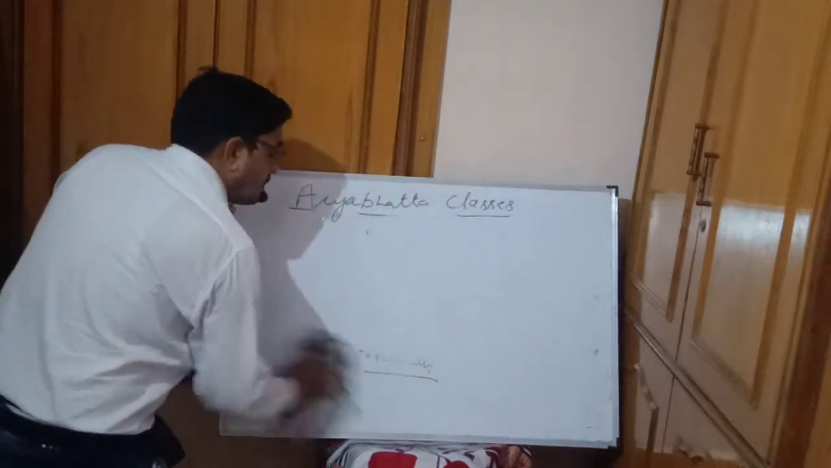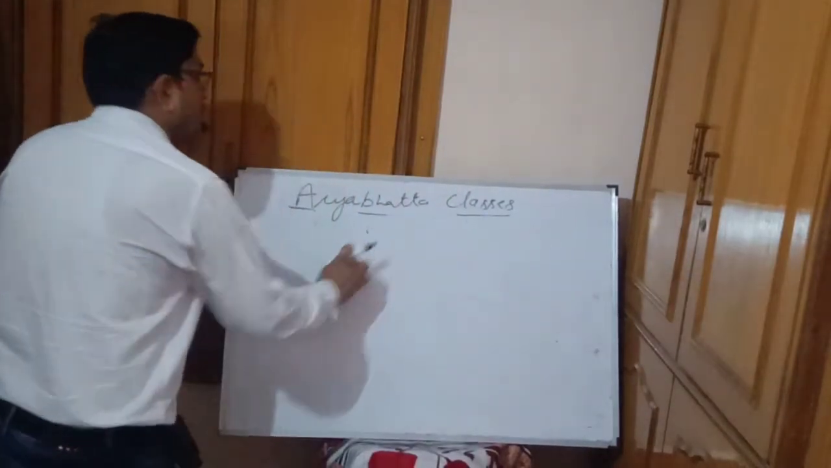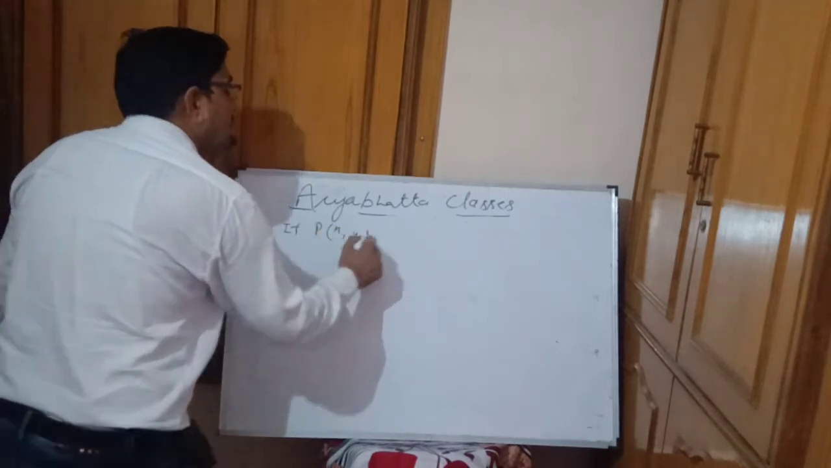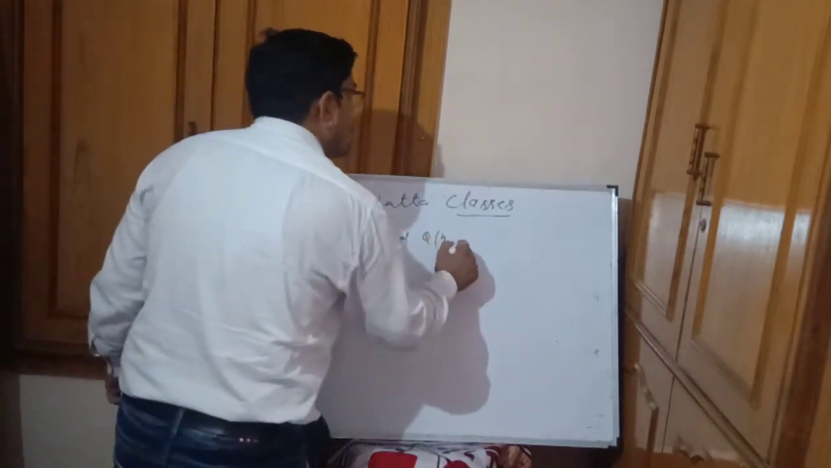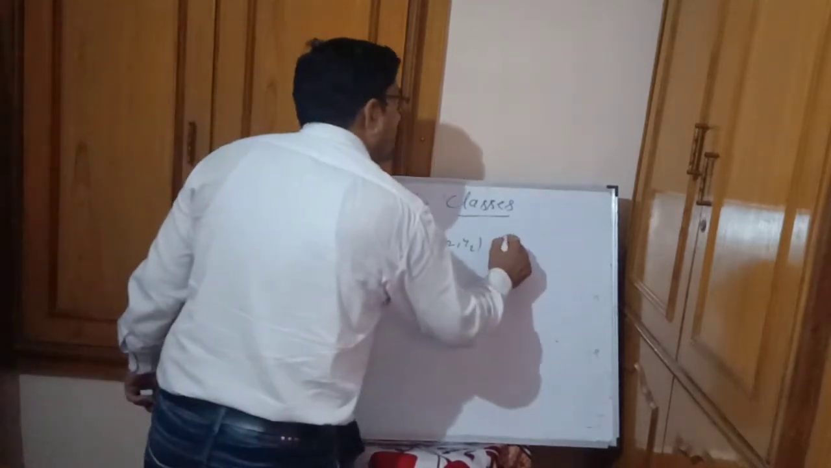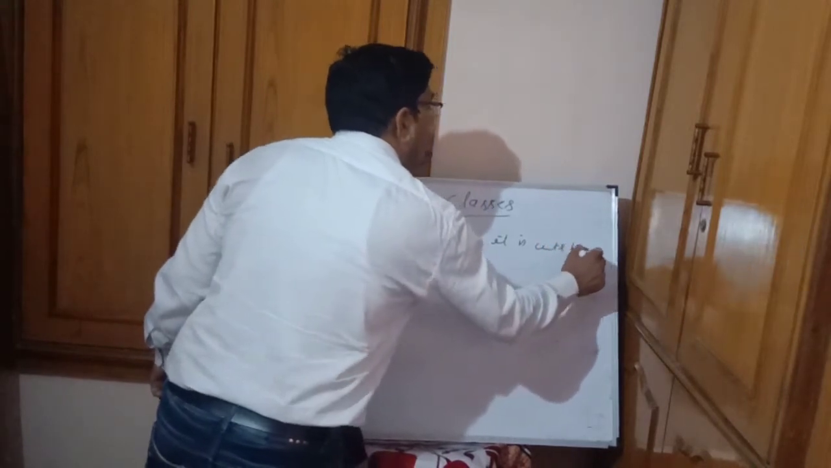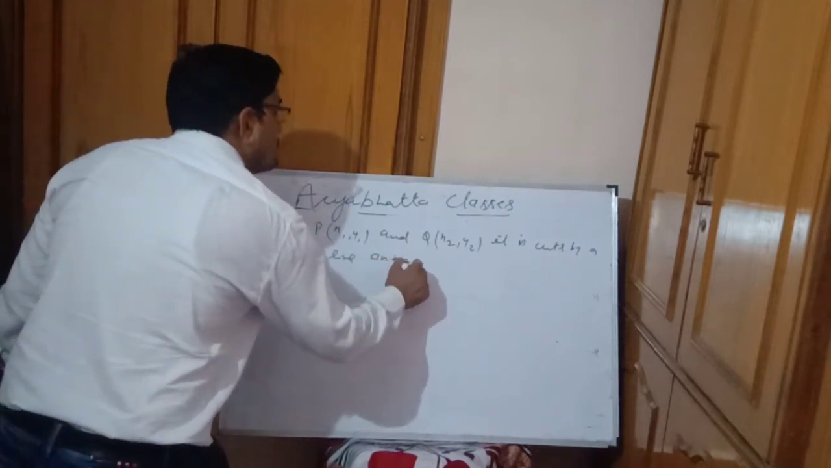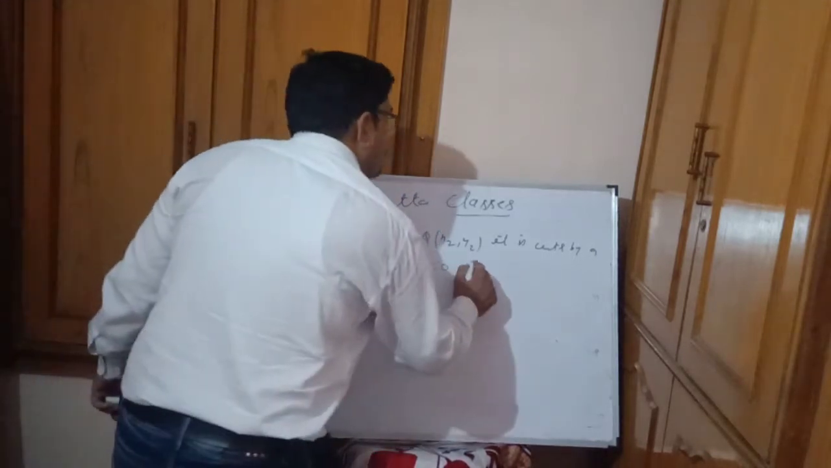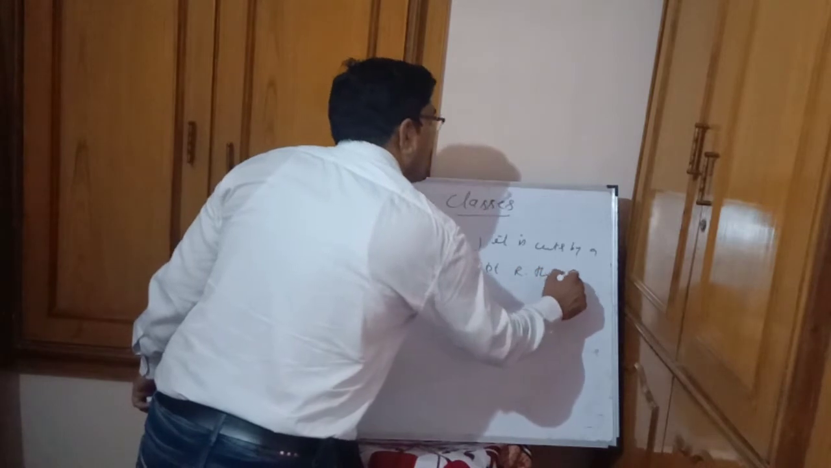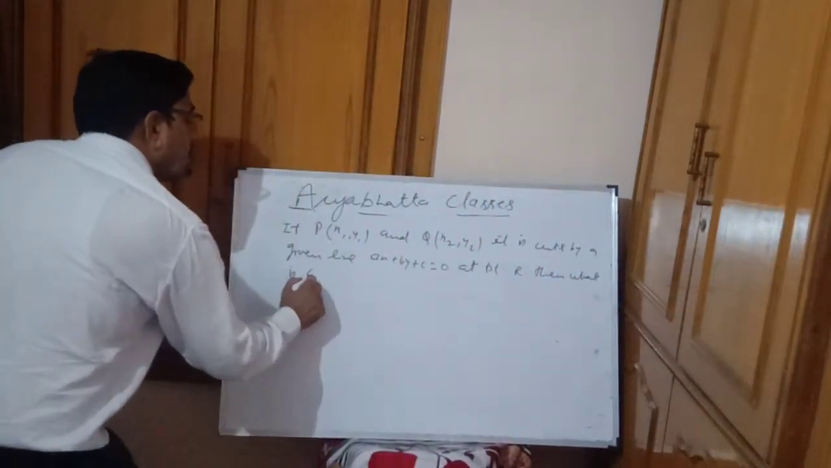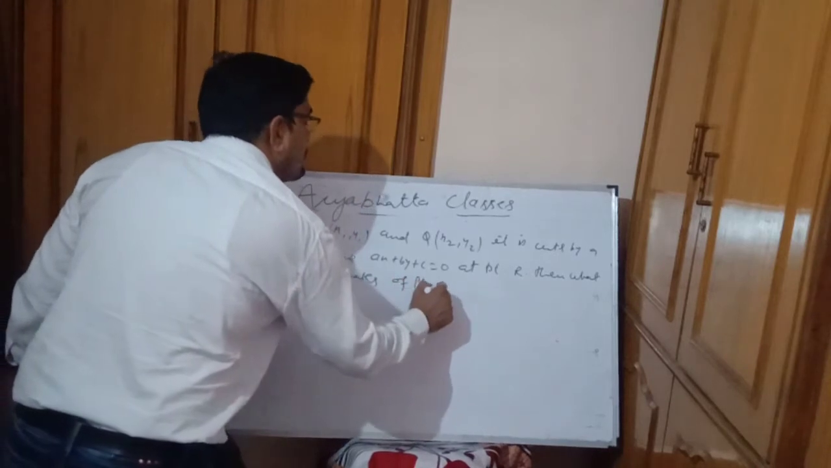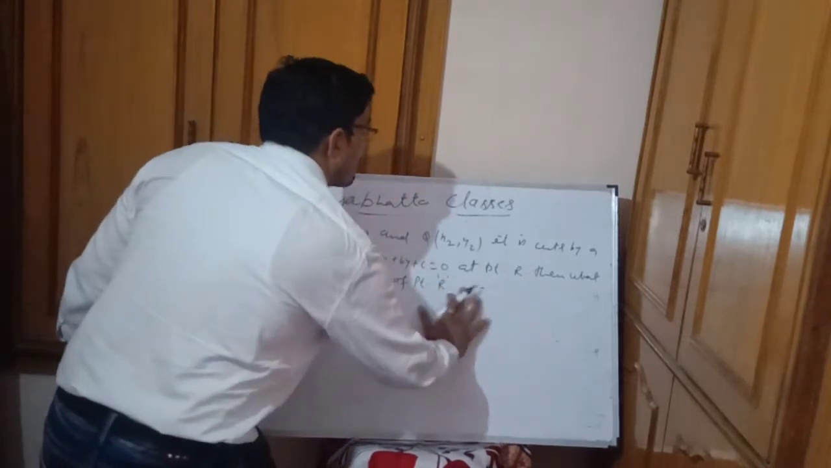Now we explain another point. If P is given as x1, y1 and Q is x2, y2, and the line joining them is cut by a given line ax plus by plus c equal to 0 at point R, then what are the coordinates of point R?